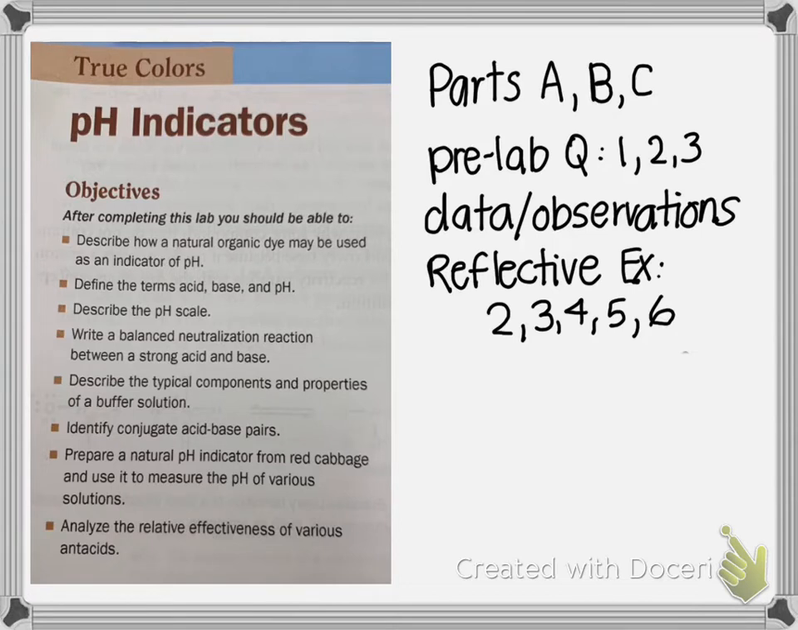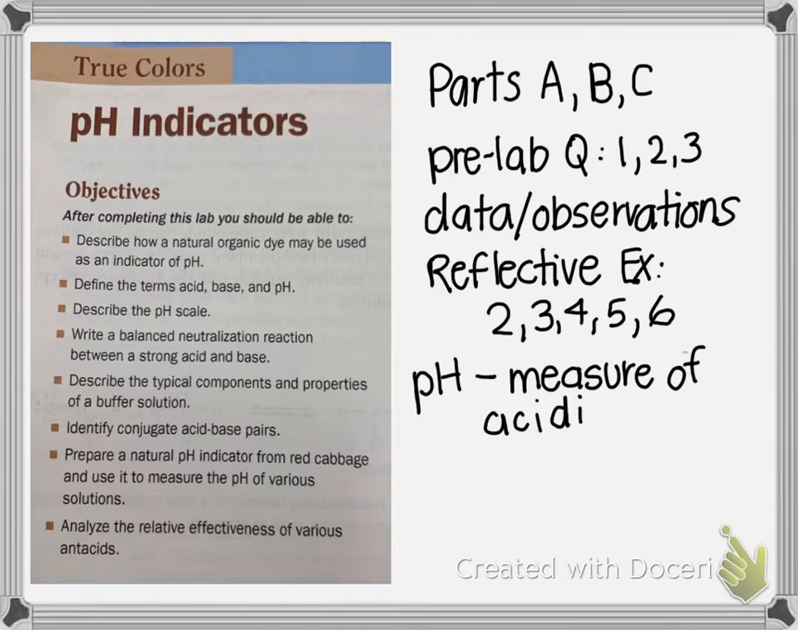Before we get going, there's really two words that I want to make sure we all know. And one is just what is pH and what are we measuring? pH is a measure of the acidity of a solution. It has a scale that goes from 0 to 14. So in the middle is 7, and that would be considered a neutral solution.